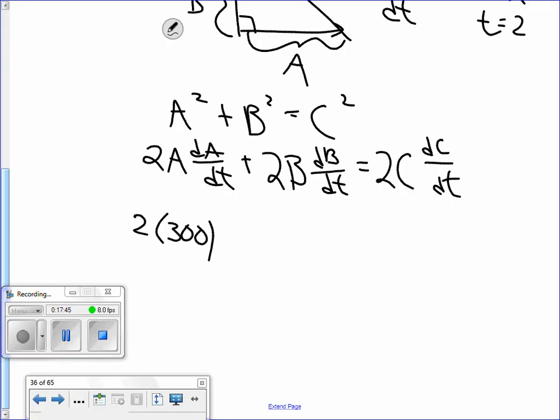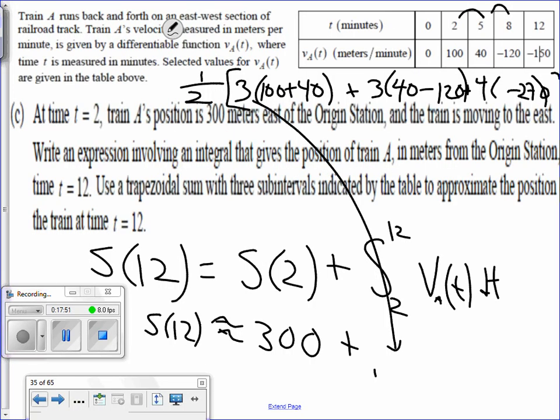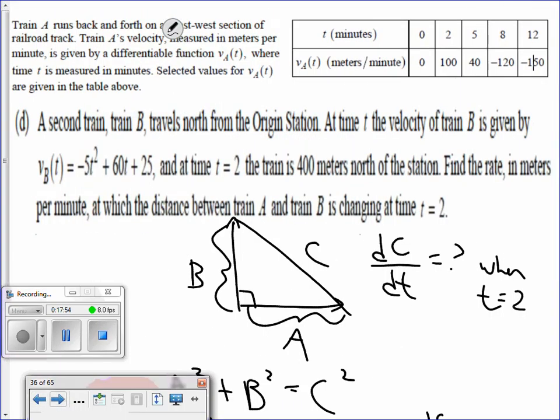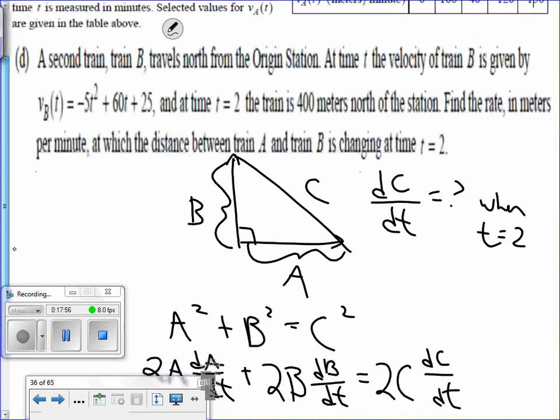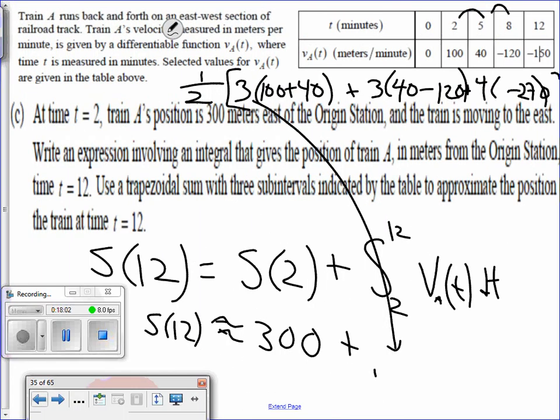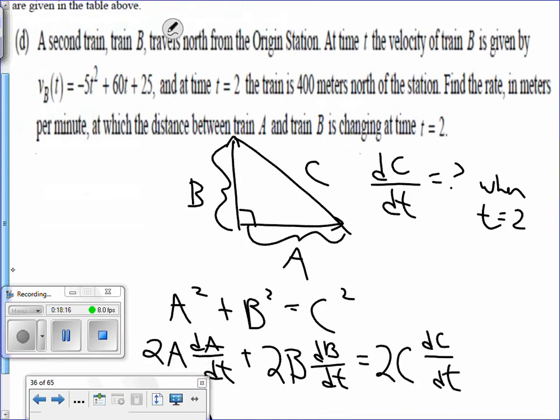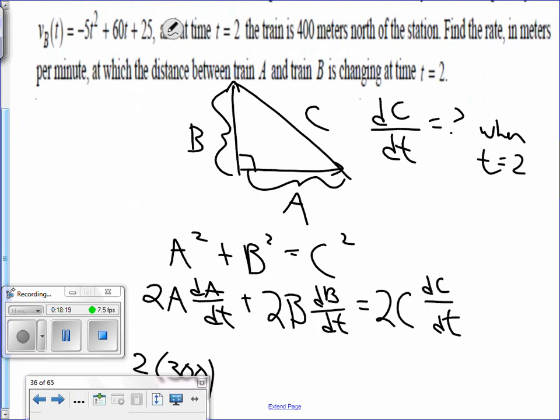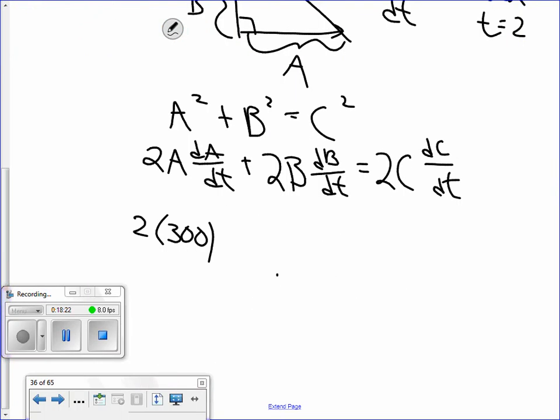At t equals 2, what's the velocity of train A? Was that given in the chart? 100. 300, yeah, where'd you get that from? At t equals 2, they told us its position is 300. Okay, got that. All right, where are we up to? Okay, so from the chart, we know that A's velocity, dA/dt, is 100.